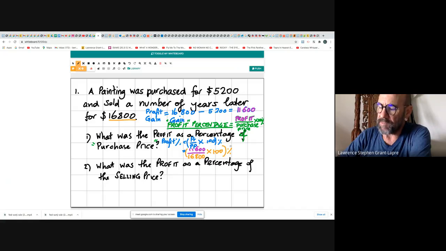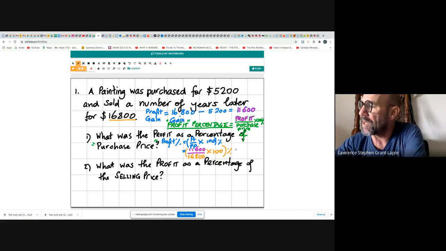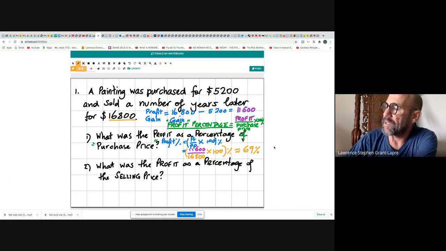So let's put these three numbers in a calculator. 11,600 divide by 16,800 and times that by 100 to turn it into a percentage, because we've got the decimal number 0.69, becomes approximately 69%. I'll just leave it to the nearest percentage.